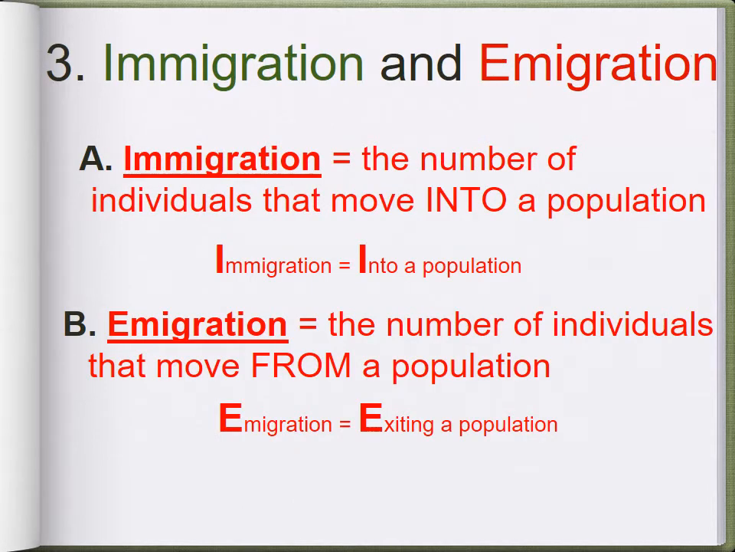Immigration with the I and emigration with the E. Immigration with the I is the number of individuals that move into a population. You could think of immigration with the I as representing in, they're moving into an area. Emigration with the E could stand for exit. In other words, it's the number of individuals that move away or they're exiting an area. You cannot have immigration with the I unless you first of all have emigration with the E. The individuals must be exiting one area before they can enter another area.